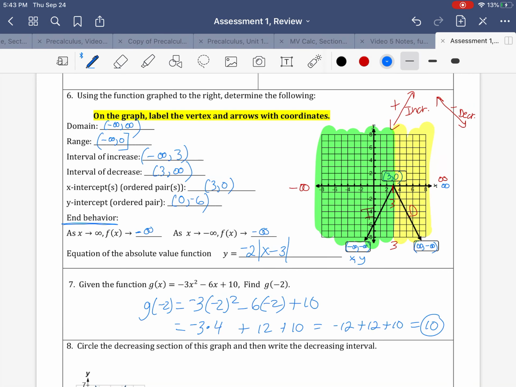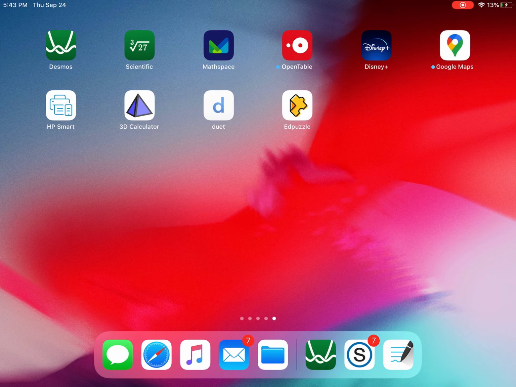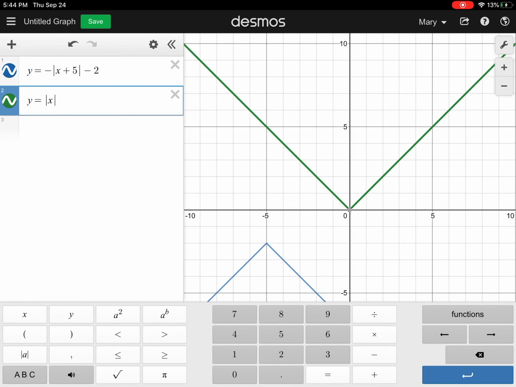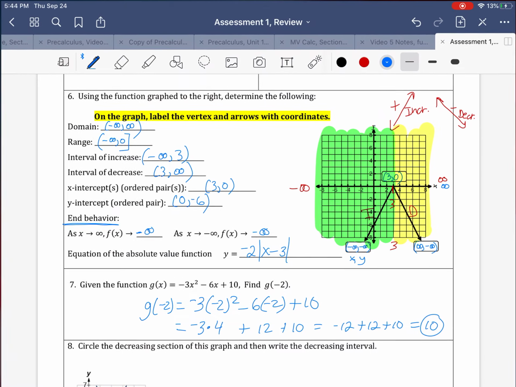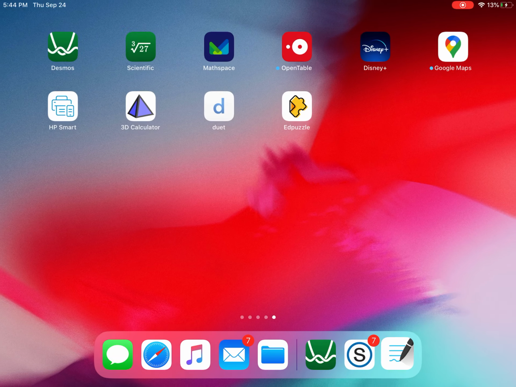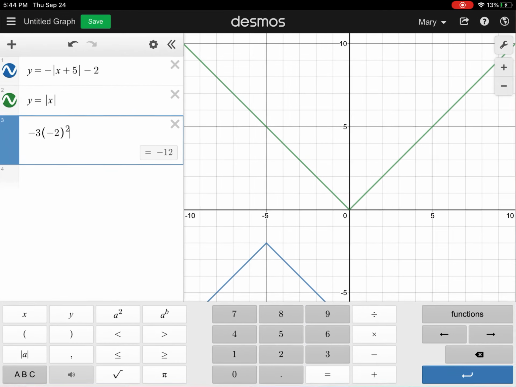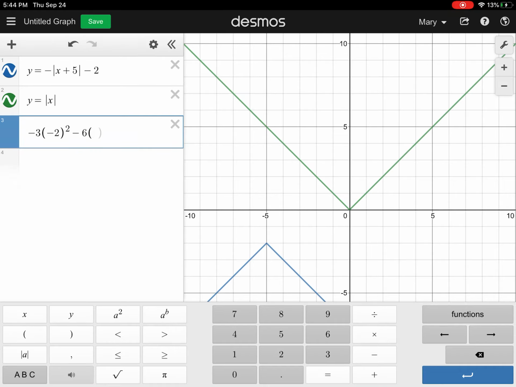All right, so on Desmos, let's see, negative 3, 6, and 10, and I'm plugging in a negative 2. I can also make a new line, and I can just start typing an equation. So negative 3, parentheses, negative 2, parentheses squared. I forgot what it was, I'm sorry. Minus 6x plus 10. So minus 6, put another negative 2, 6x, and then plus 10, and there's the same answer. It just spits out the answer for you.